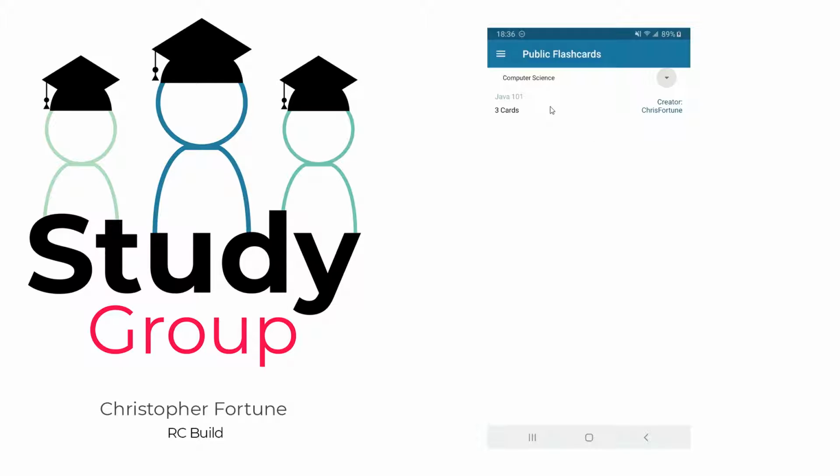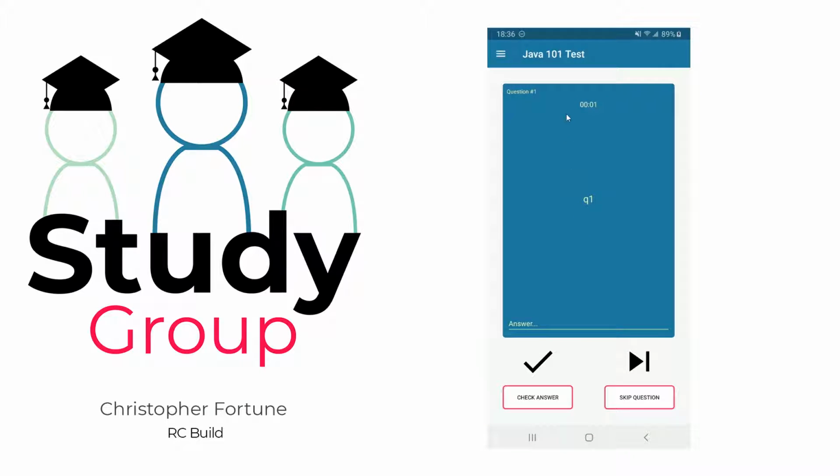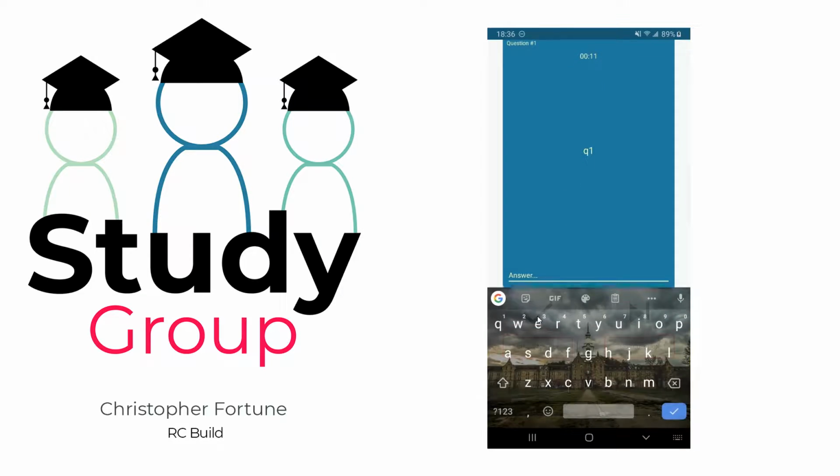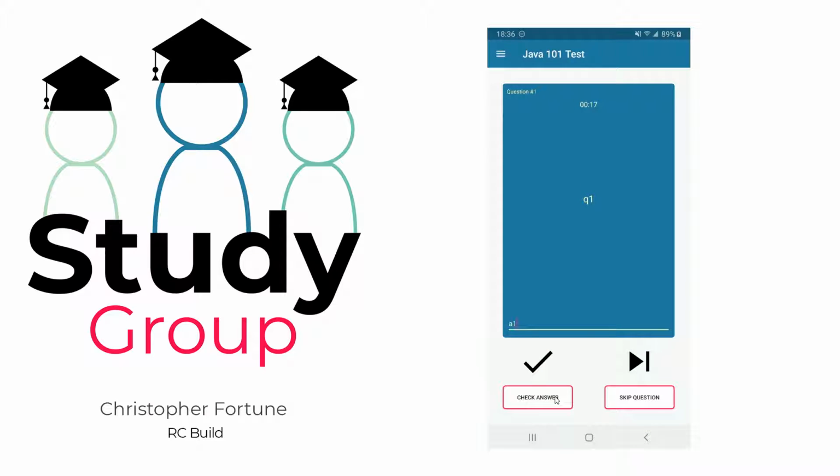If we click on it, it allows us to take the test. If we want to take the test, we can. If we don't, we press cancel. Let's take this test. Once the user starts taking the test, it displays the question number, a timer starts, and then it displays the question. Let's answer all of these with a correct answer. We'll check that. As you can see, it determined that it was correct.